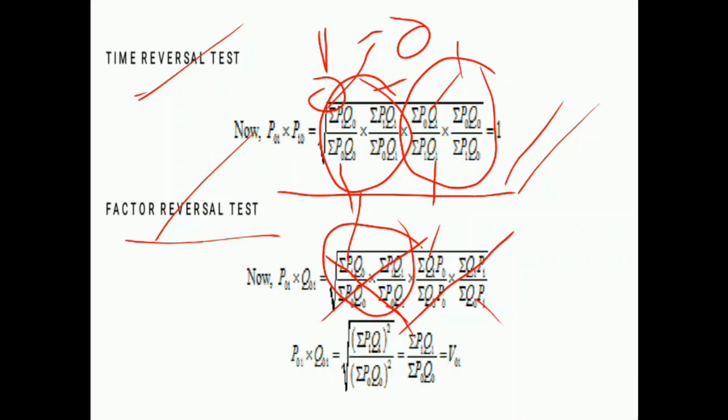After understanding the formula, apply the values and keep this in fraction only. Don't solve this in decimal. So summation P1 Q1 divided by summation P0 Q0 will be your answer, and that is your factor reversal test.